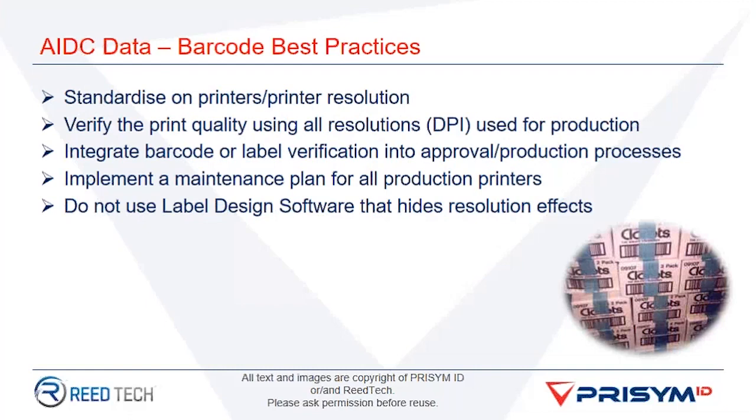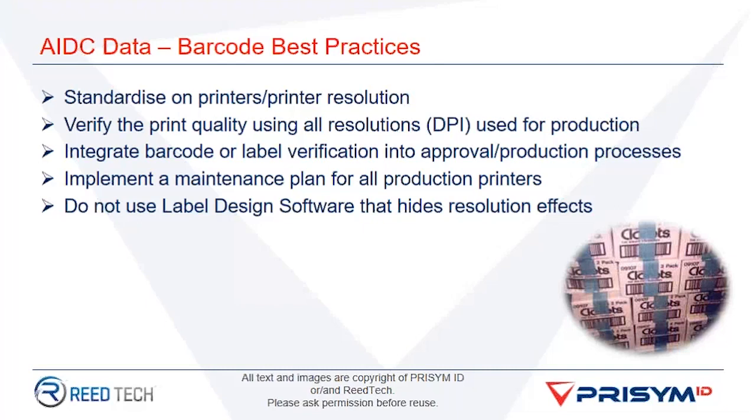So as a general guide, you should try to standardize on printers. If you can't standardize on printers, at least standardize on the resolutions that you're going to be printing each type of label on. If you have different resolution printers, then ensure that you include all resolutions when approving your labels, and particularly testing the quality of the barcode, that it meets the correct grading. Ensure that you are verifying the quality of the barcodes either within the approval or within the production process.